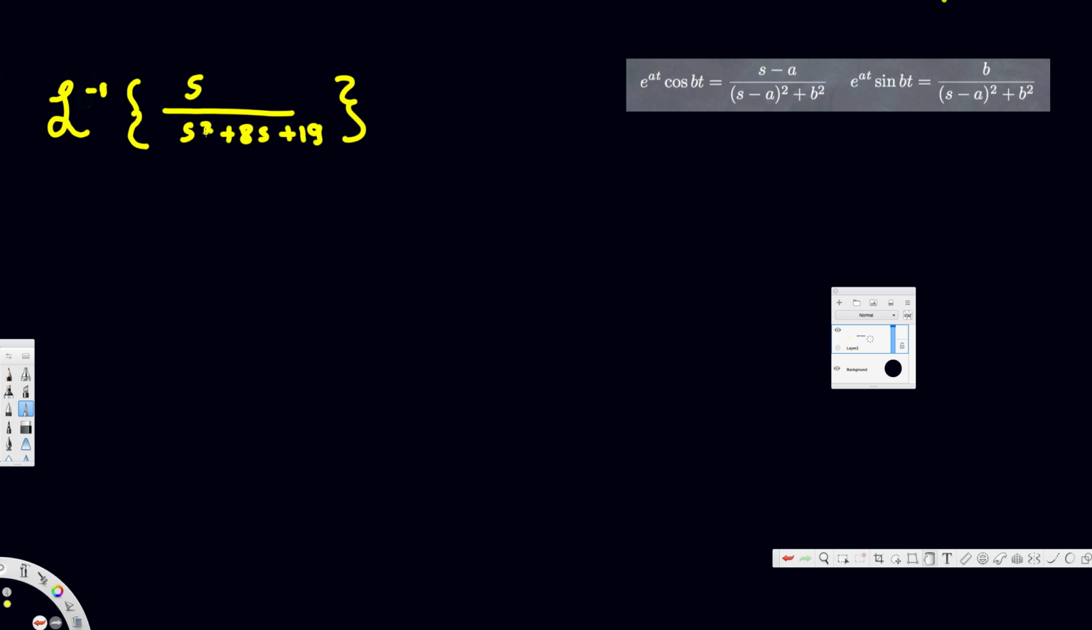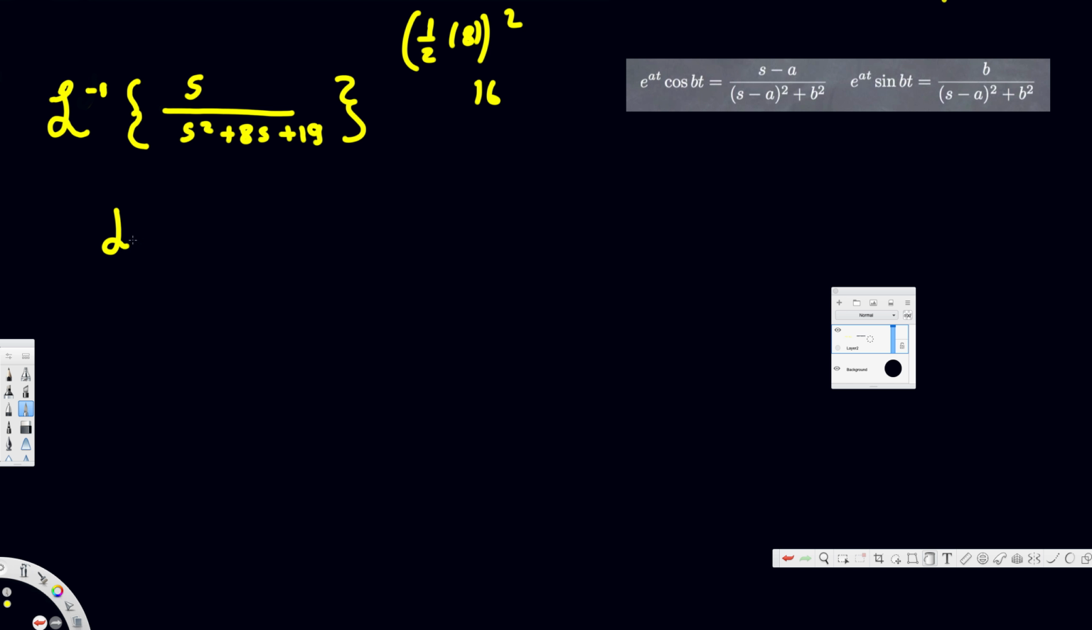You can see that s square plus 8s plus 19 is not in the pattern of a square plus 2ab plus b square, right? So to bring that pattern, what we can do is complete the square. To do that, we multiply this one by half times 8, then square it. That's going to be the value we are going to add. If you do that, this is going to be 4 square, that's going to give us 16. That's the value we are going to add.